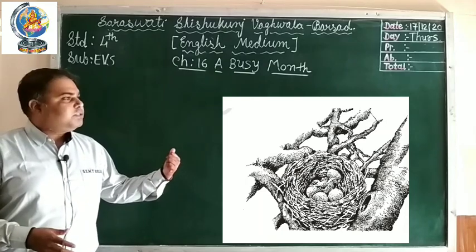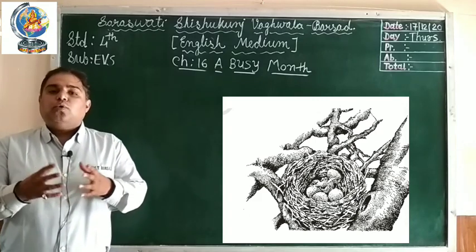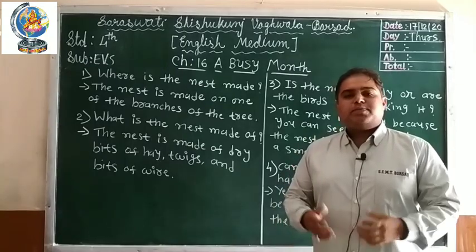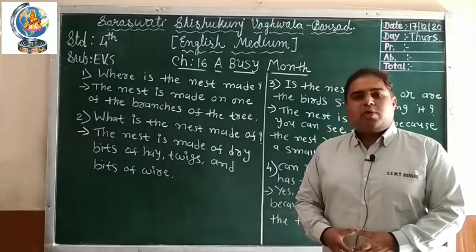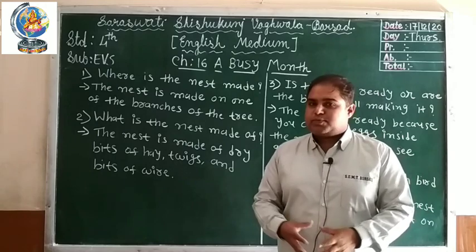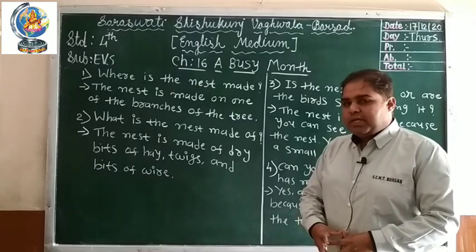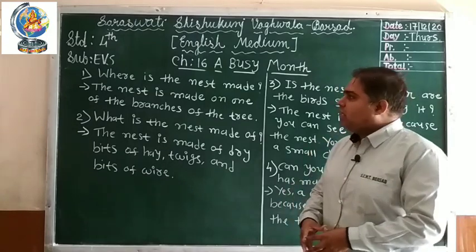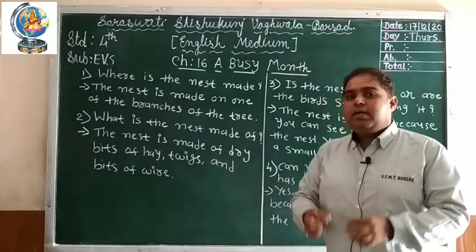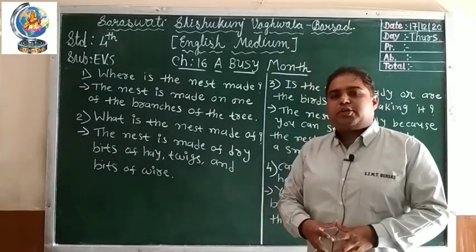So students, you can observe a nest picture here. Students, by observing this picture, you have to note down the following things. By observing that picture, you have to answer the questions that are already there in your textbook. So students, the first question is, where is the nest made? As you can observe in this picture, the nest is made on one of the branches of the trees. So where is it made? It is made on one of the branches of the trees.